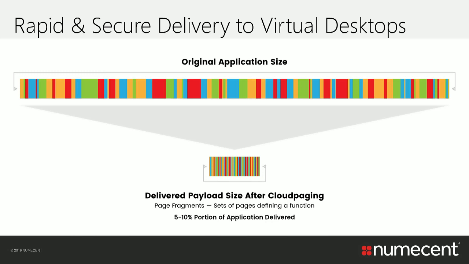Cloud paging is built on the same fundamental idea, just coming from the cloud. In this graphic, you can see maybe the executables are in red, the DLLs are in green, and you have some other various files in other colors. It's a very small payload we have to deliver to get that application to run. So we deliver just about 5 to 10% of the application in page fragments to that desktop to get that application running. The rest can come on demand and will trickle in the background.